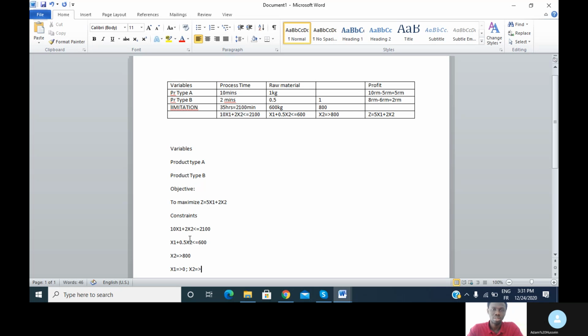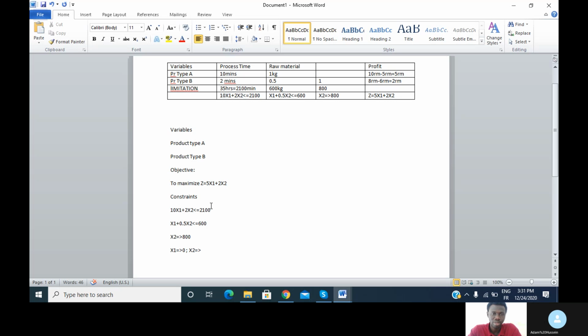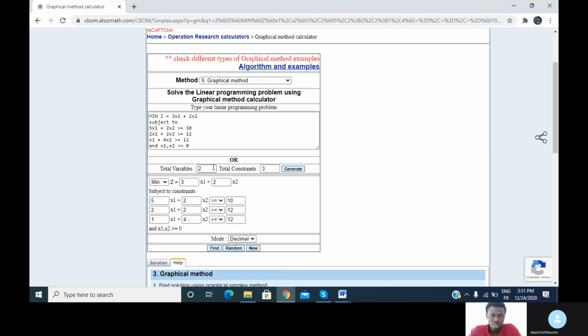Those are the constraints. So now we need to plot the graph. I'm going to use software because I don't have a tool. I'm going to use the graphical method calculator. So here, this is the graphical method calculator. For our exercise, we have 2 variables and 3 constraints, because x1 and x2 are always more than 0, so we don't need to put another constraint. So the objective is to maximize.